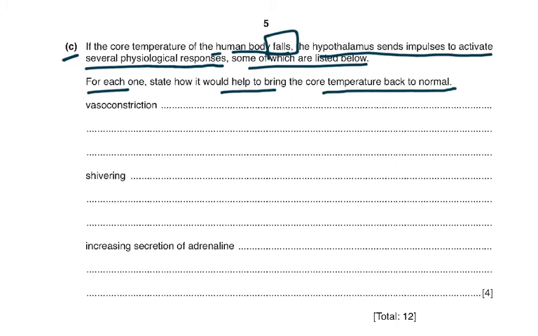For each one, state how it could help to bring the core temperature back to normal. So the core temperature has fallen because you are in a very cold place or a very cold room. Vasoconstriction and shivering and increasing secretion of adrenaline. How will all these things help? Now there are 3 different headings, but there are 4 marks for it.